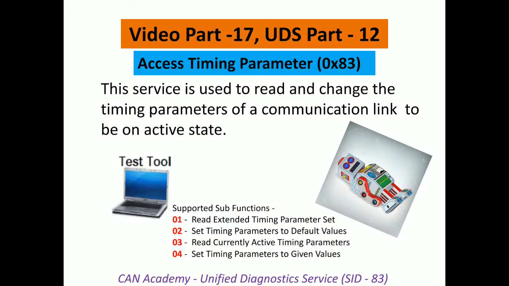03 is read currently active timing parameters. As the subfunction mentions here, it reads the currently active timing parameters. 04 is set timing parameters to given values. If the user wants to change the default values, then after changing, setting the timing parameters is done using the 04 subfunction.